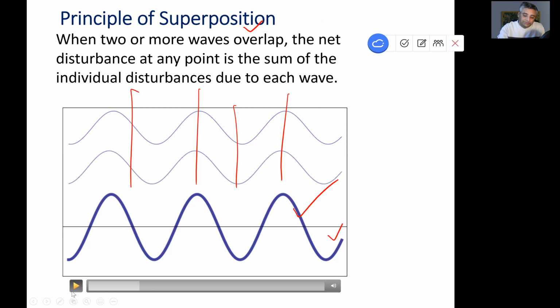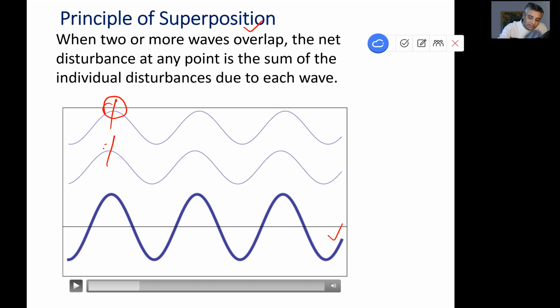You see here, the combination of this and that. In this case, the crest of this wave and the crest of another wave are lining up in the same direction. What's the result? Both of them are reinforcing each other, meaning the total is going to be larger. Okay.